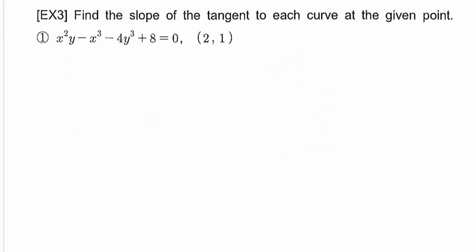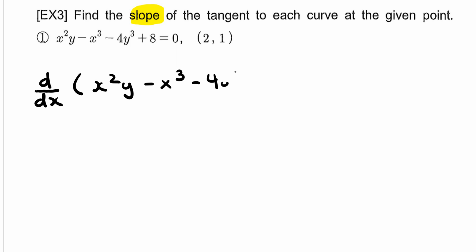All right, let's move on to the next question, where we need to find the slope of the tangent line to each curve at the given point. So we're looking for the slope, right? We're not looking for the equation of the tangent line, we're just looking for the slope. So step number one, we need to find the derivative, right? So we must take the derivative of our given expression here. All right, so that's step number one. Let's take the derivative of that expression.